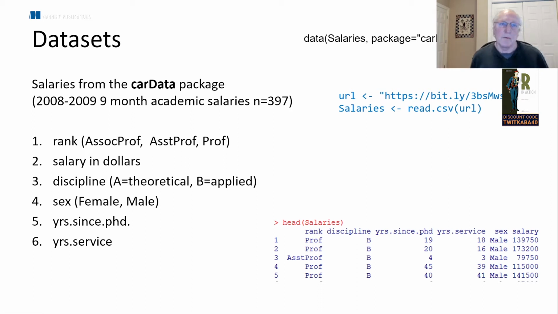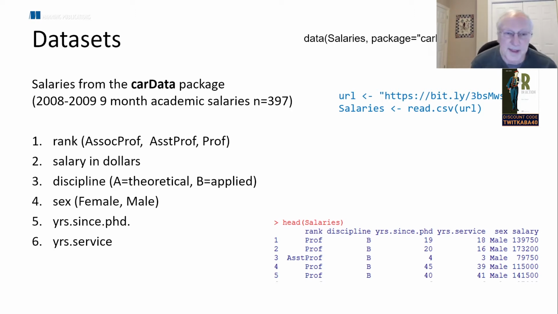For most of today, I'm going to use a data set that comes from the car data package that has to do with something that I care a great deal about: salaries for faculty members. And this data was collected in 2008, 2009 on 397 faculty members. The concern that led to the creation of this data set was this university wanted to look at the question of whether or not there was gender bias in the salaries of male versus female faculty members.